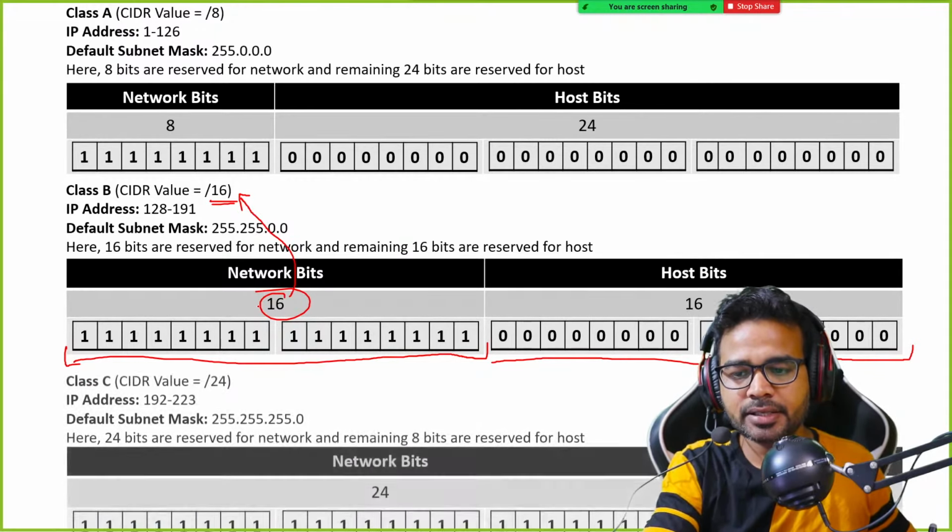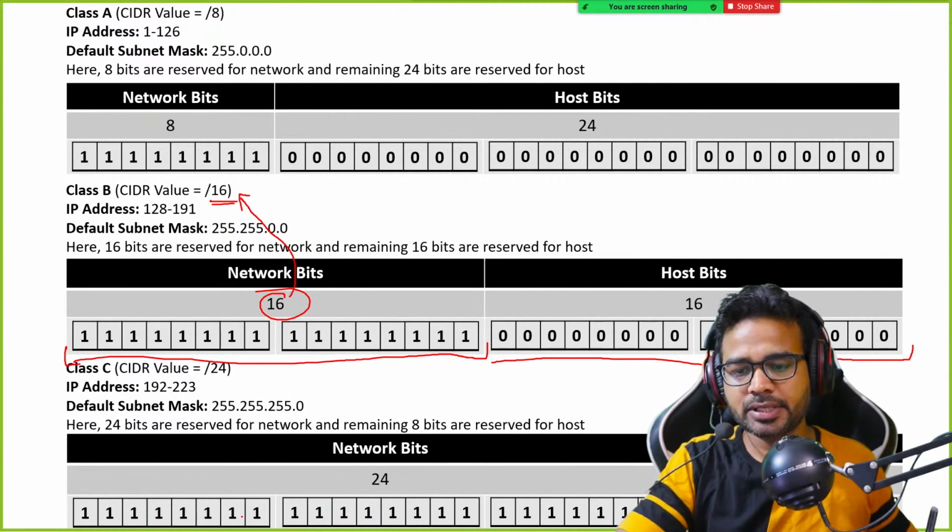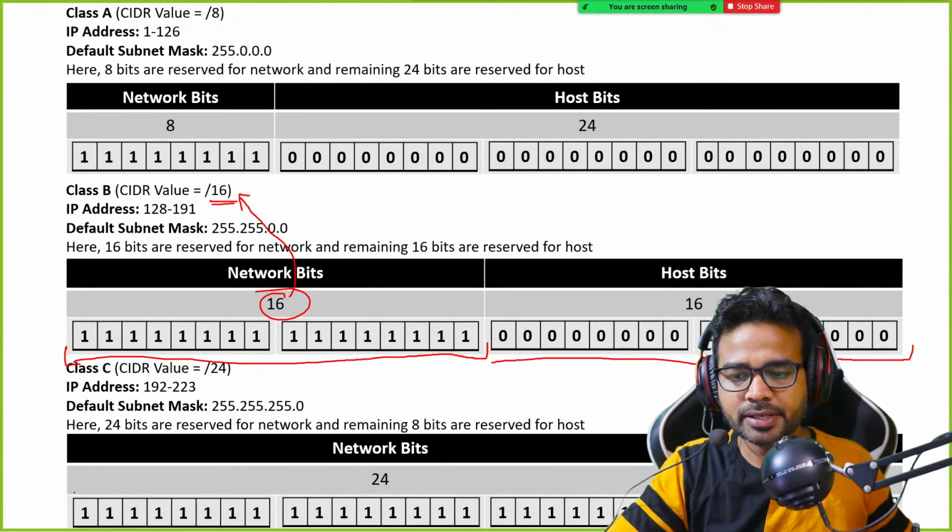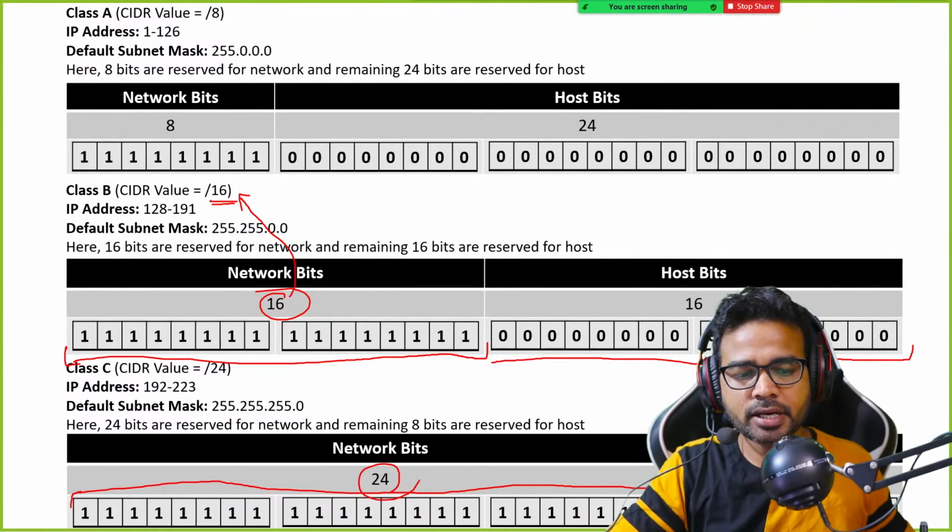Next is class C IP address. In a class C IP address, the first 24 bits you are able to see here are reserved for the network and the remaining 8 bits are reserved for the host. So these are the network bits, correct? Because of this reason, the CIDR value of a class C address is /24.